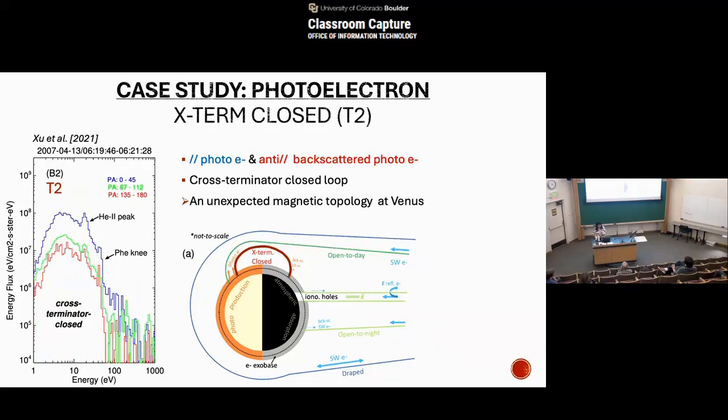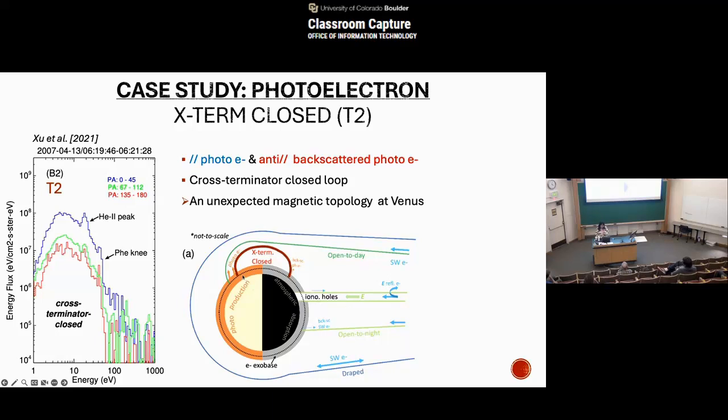But what's interesting is in time 2, this is the same data format. In the parallel direction, we still see photoelectrons. But in the anti-parallel direction, that's the red line here, instead of solar wind electrons, we actually see a spectrum very similar to photoelectrons, but at a much lower flux level. It's almost a factor of 10 depletion. So this type of observation only occurs when we have a cross-terminator closed field line. So this is like the red line here.